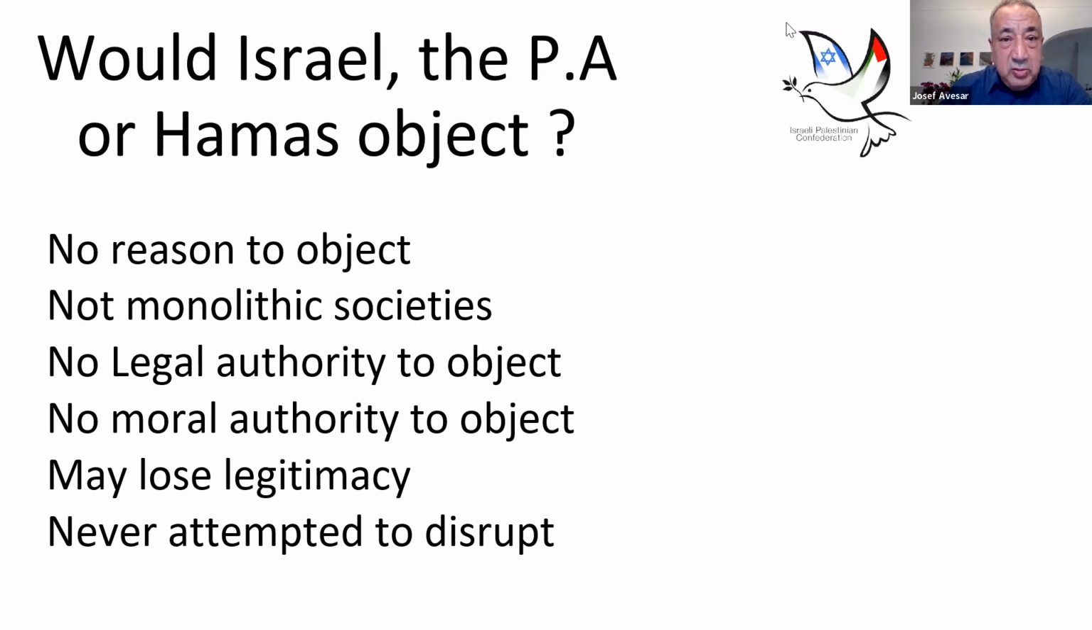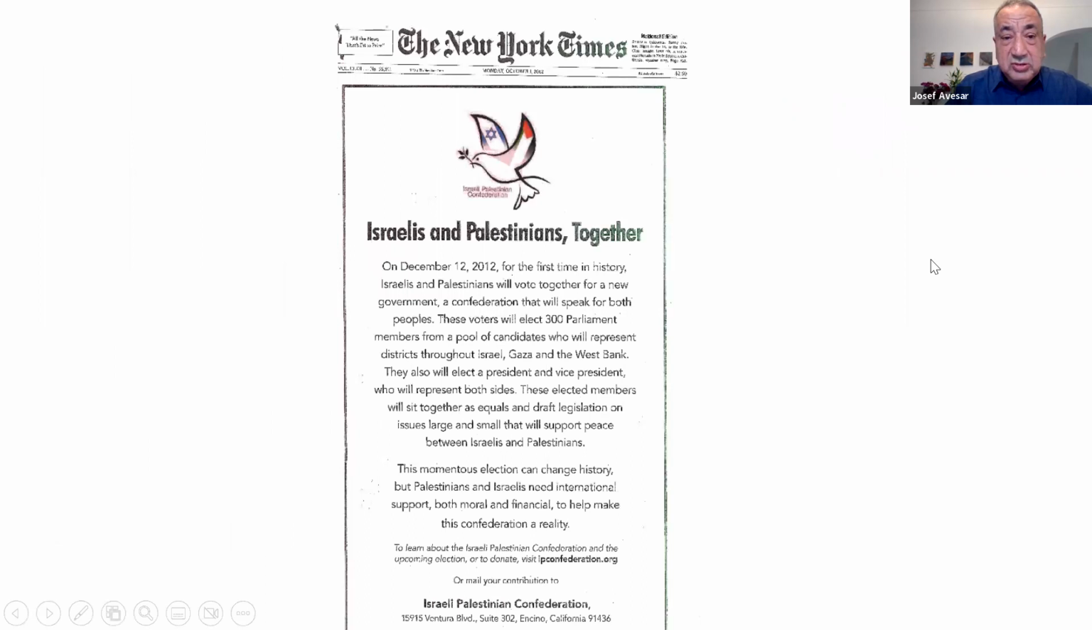Questions that have arisen: would Israel or Hamas, or the PA, object to this? First of all, they don't really have a reason to object if they are in favor of peace, and they are not going to be able to articulate a reason. The Israeli and Palestinian societies are not monolithic. So I believe that we will be able to reach the 5 million if we have 100% awareness. Neither government has the legal authority or the moral authority to object, and they may lose legitimacy if they do. And they never attempted to disrupt this before. And yes, they did have an opportunity to.